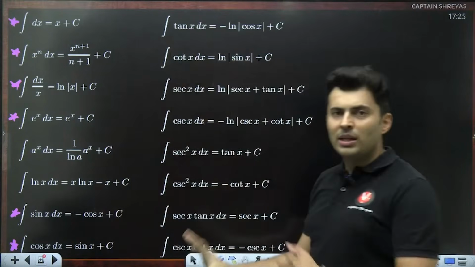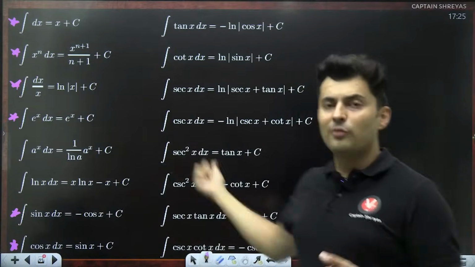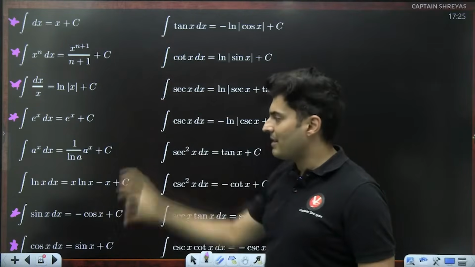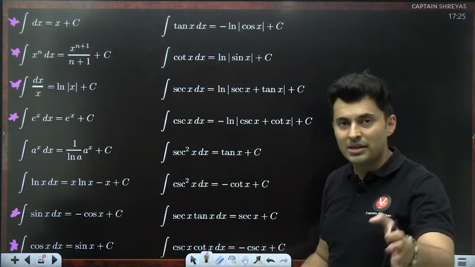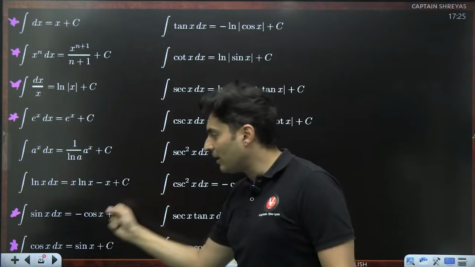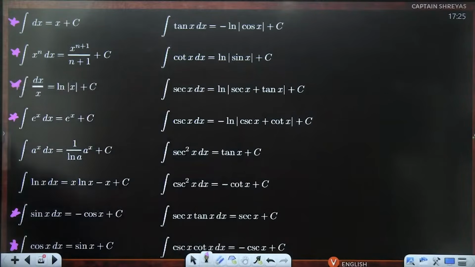Generally speaking, you never use these formulas. Even in JEE physics, very rarely do these formulas come. So that is the reason why I'm telling you, these formulas are a must. These formulas are not optional, but you can remember the rest at a later point of time, once you're comfortable with these formulas.